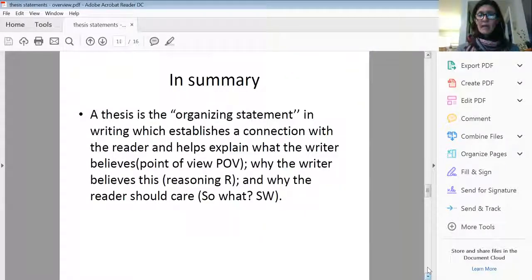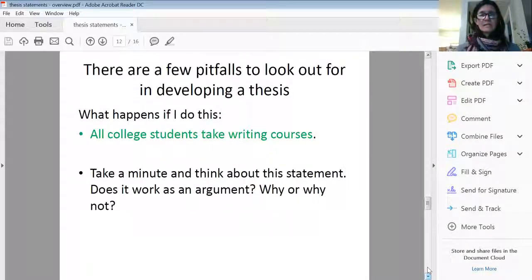So in summary, a thesis is the organizing statement in writing, which establishes a connection with the reader and helps explain what the writer believes, the point of view, why the writer believes this, the reasoning, and why the reader should care, what's important about these ideas, the so what. So every thesis statement in its structure has a point of view, a reason, and a so what. It has 3 key elements.